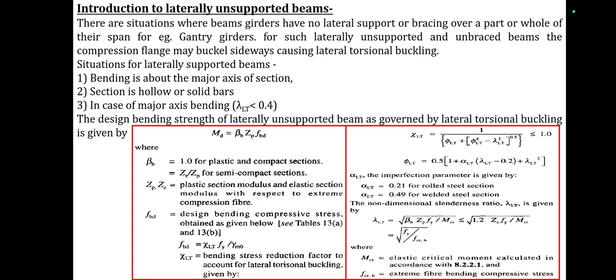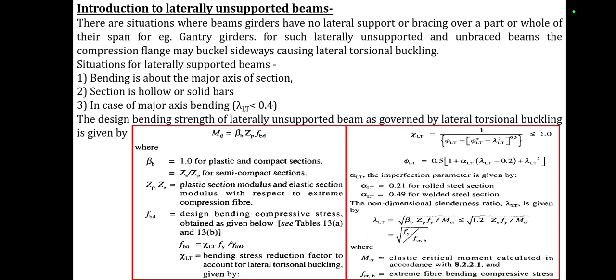Dear friends, laterally unsupported beams means what? Beams having a larger span where the top compression flange is not supported, that is, it is not embedded into the concrete. As it is not embedded into the concrete, it will cause lateral torsional buckling of the beam. Those beams are called laterally unsupported beams.